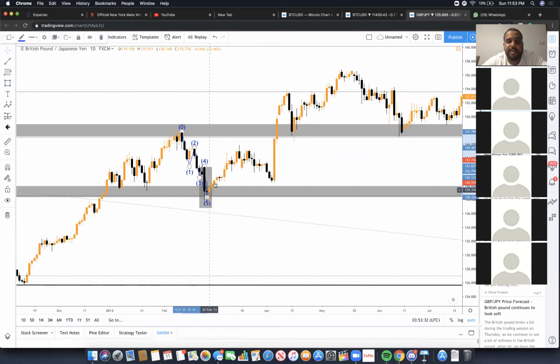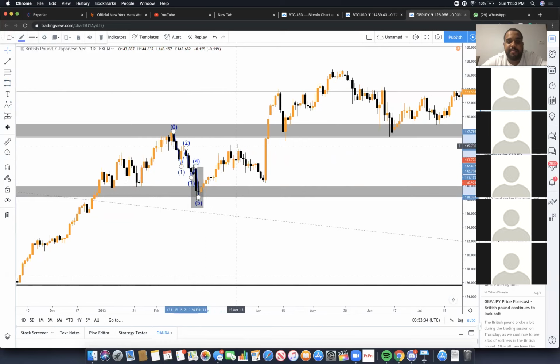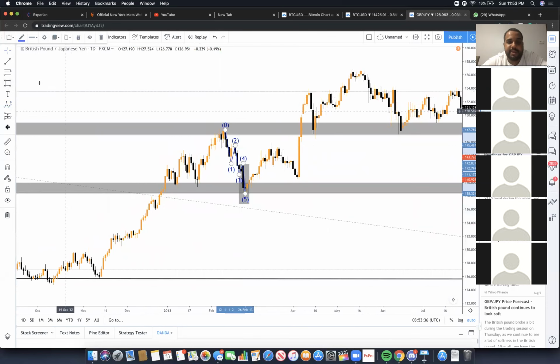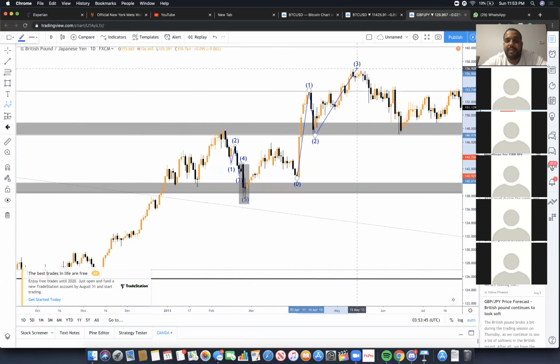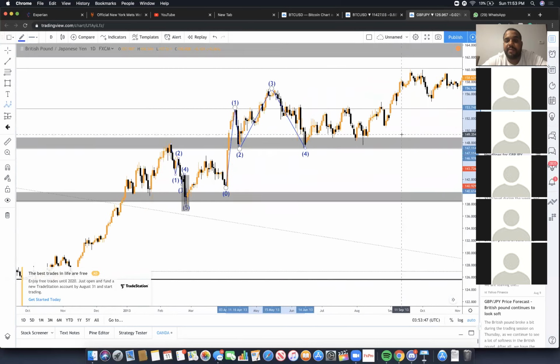What started happening? Market shot up. What do we have now? A potential Elliott wave, right? So I'll go from here. First wave, second wave, third wave, fourth wave. What do we have?